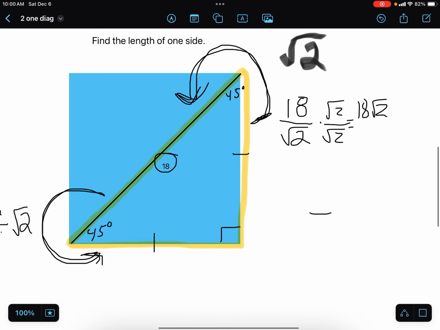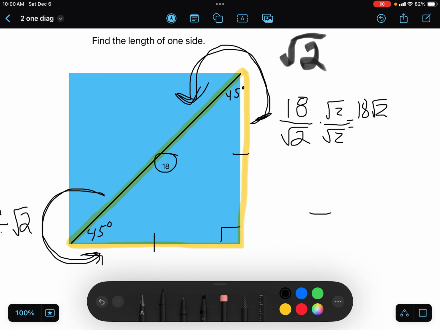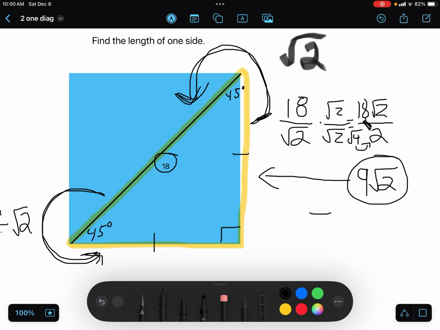Let's move over just a bit. 18 square root of 2, and the square root of 2 times the square root of 2 is the square root of 4, which is just 2. So we have 18 square root of 2 over 2, and then of course we can simplify the 18 and the 2 to get 9, and then we keep that square root of 2. So the legs, specifically any of the sides of the square, is 9 times the square root of 2.